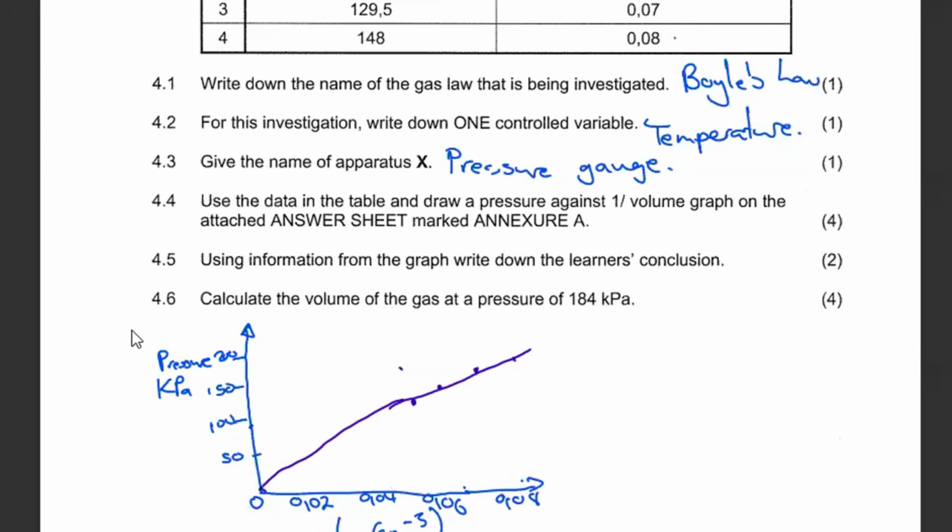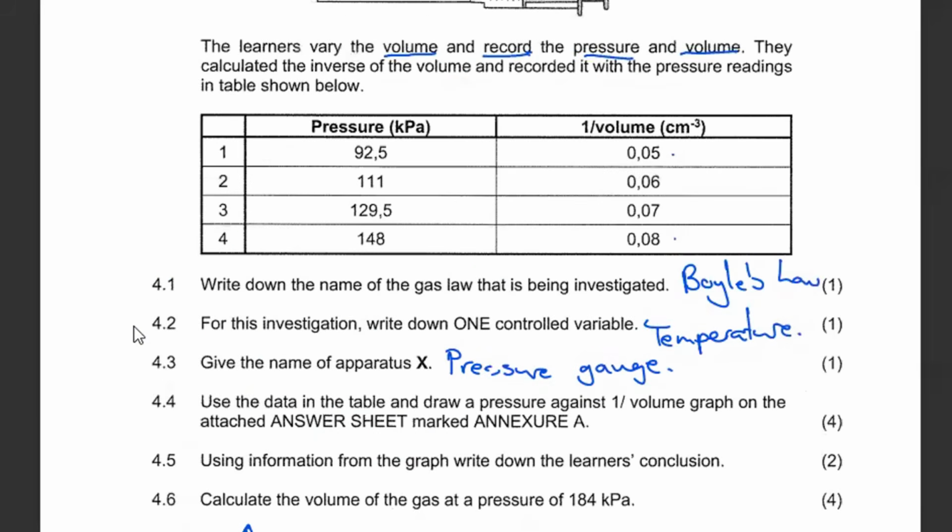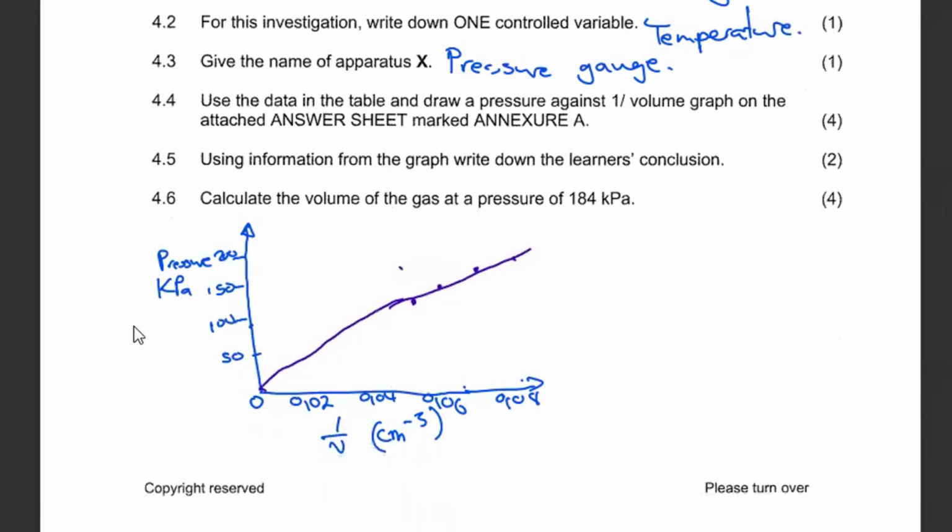Then we move on. It says, using the information from the graph, write down the learner's conclusion. According to this information, you can see that whenever you are increasing the pressure, the inverse of the volume increases, so pressure is inversely proportional.